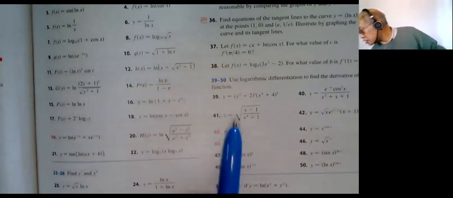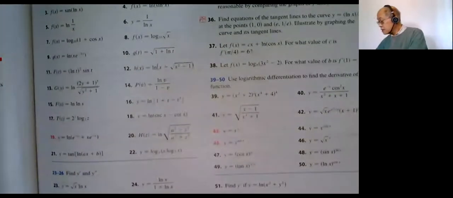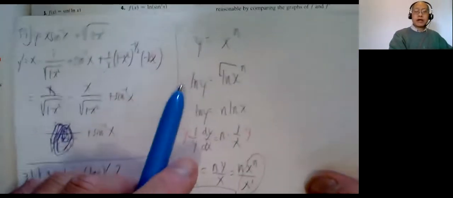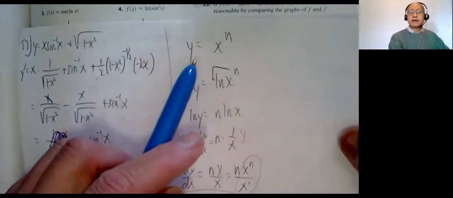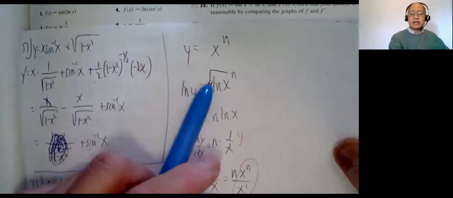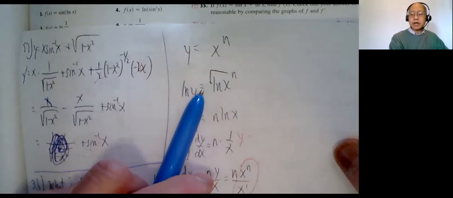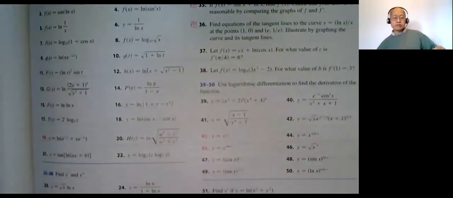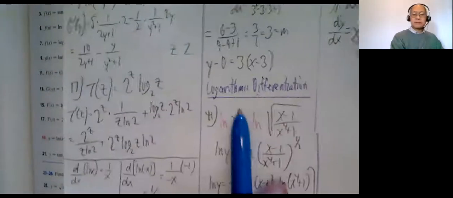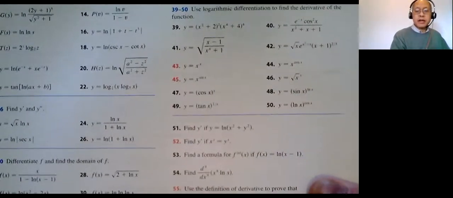In fact, I used that trick when showing you the derivative of x to the n, when I said you didn't have to pay attention. You can pay a little bit of attention now. I took the ln on both sides because then I could use the properties of logs and bring that n down. So you start off by taking the natural log of both sides for something called logarithmic differentiation. The logarithmic differentiation problems are 39 through the end.